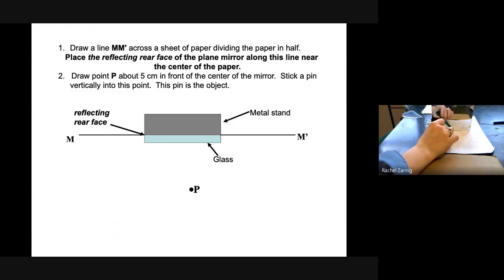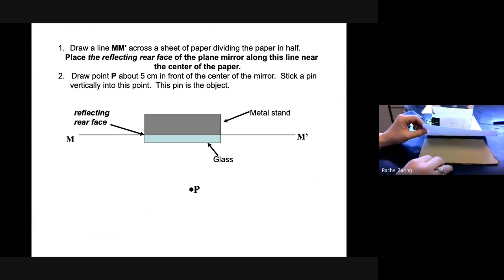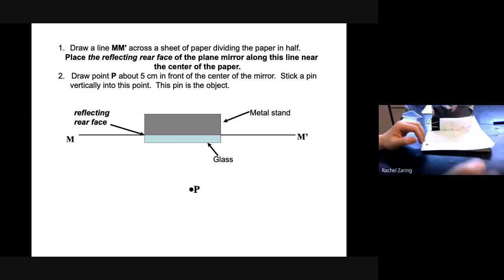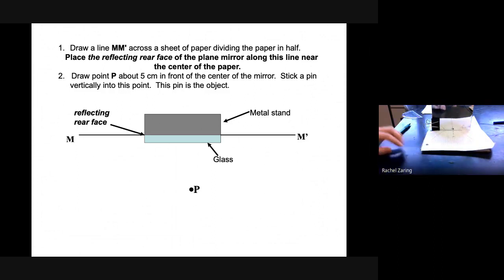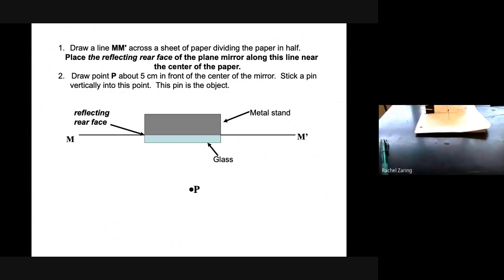About 5 centimeters in front of where the mirror is, you're going to place a dot, and you're going to call that point P. That is where you're going to ultimately be placing the pin, which is the object for this plane mirror lab. In order to put the pin on point P, you're going to slide a piece of cardboard underneath your piece of paper and then put the pin into point P so that the pin stands vertically up at this point, and the image of the pin can be seen in the mirror.